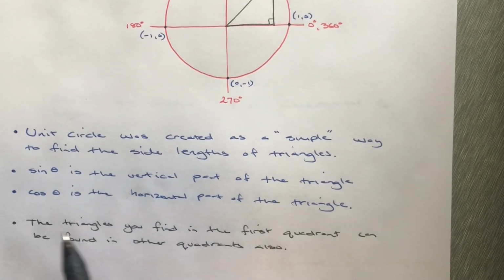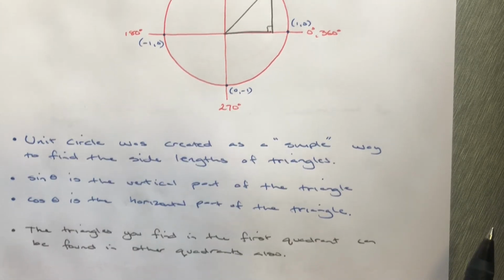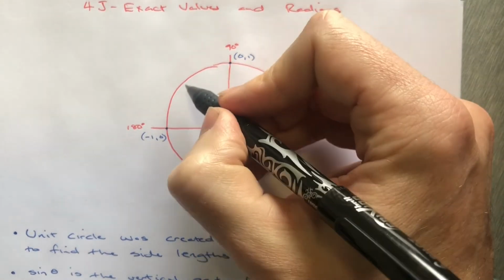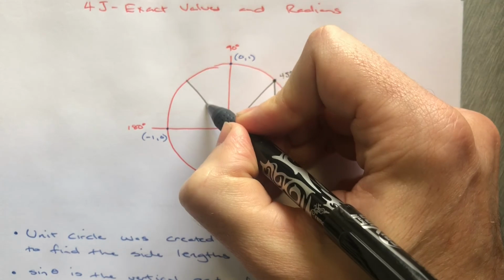So that's what I've got written down here. Triangles that you find in the first quadrant, you can find in other quadrants. So for example, this triangle here, I could find one that's really similar over this side.